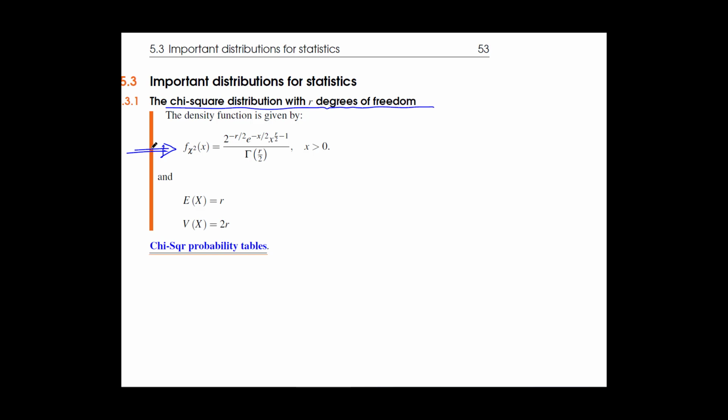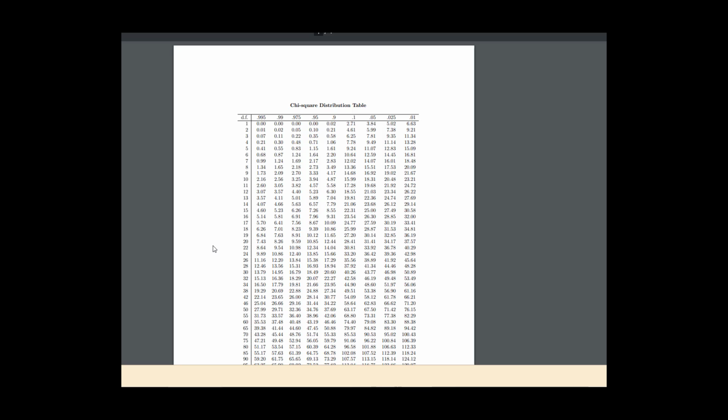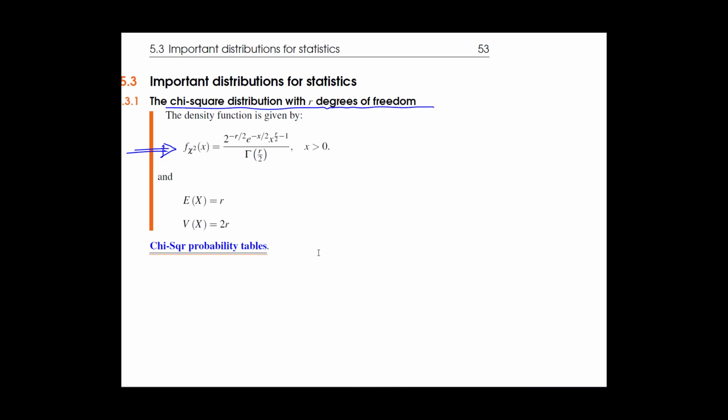We're going to use probability tables, such as this one. Let me see if I can click on it. They work a lot like the normal table, but let's just take a quick peek. We're going to use them when we talk about statistics, but they're probability tables, very similar to the standard normal, which is the other one. So that's your chi-square distribution.